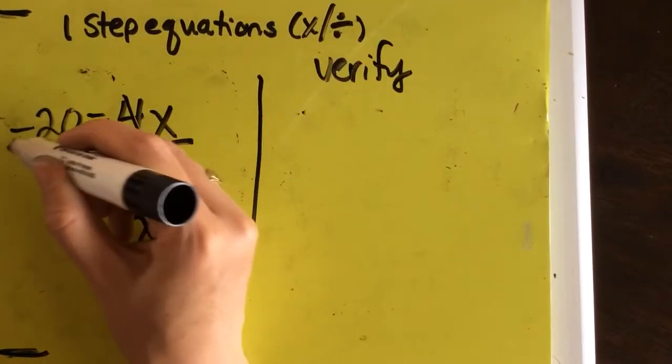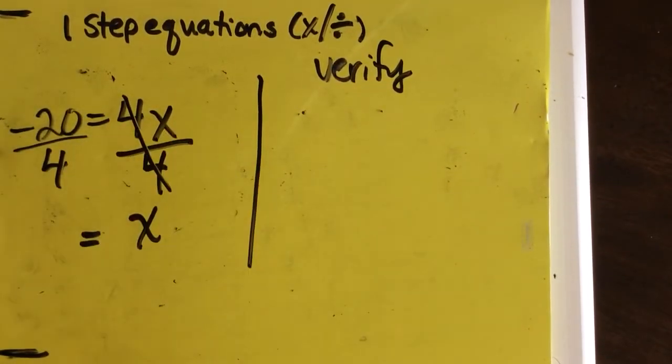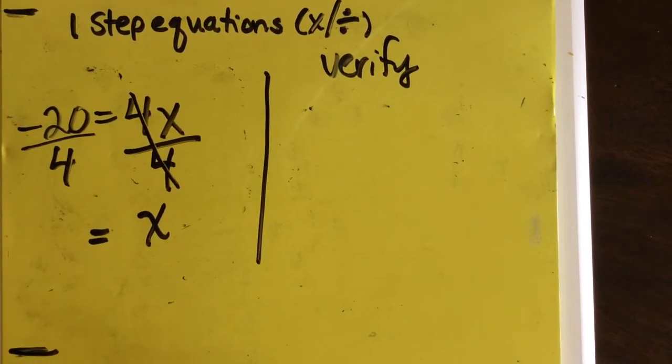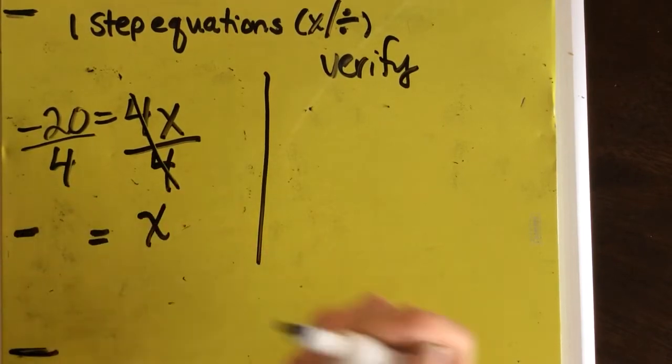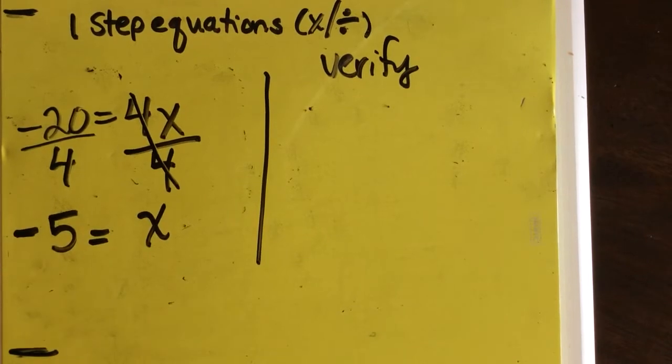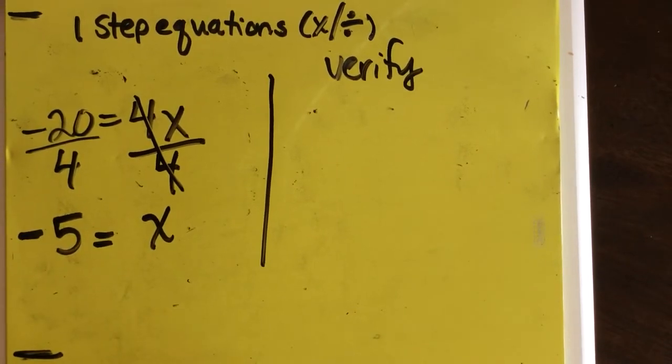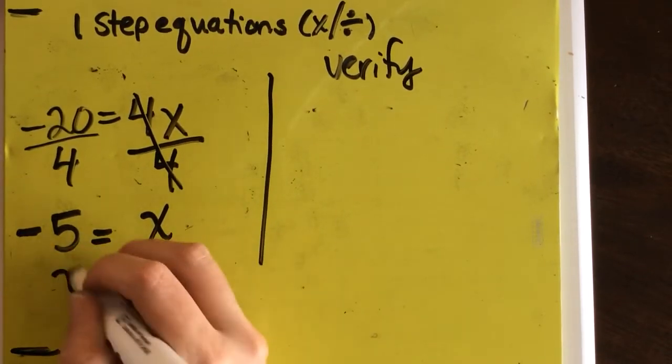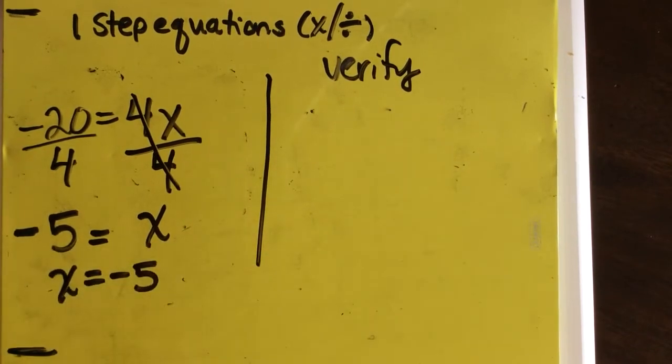But whatever we do to one side, we have to do to the other side. So we have negative 20 divided by 4. Now we know a negative divided by a positive gives me a negative answer. And 20 divided by 4 is 5. So my answer here is negative 5 equals x, or x equals negative 5. It doesn't matter what side of the equation they are on.